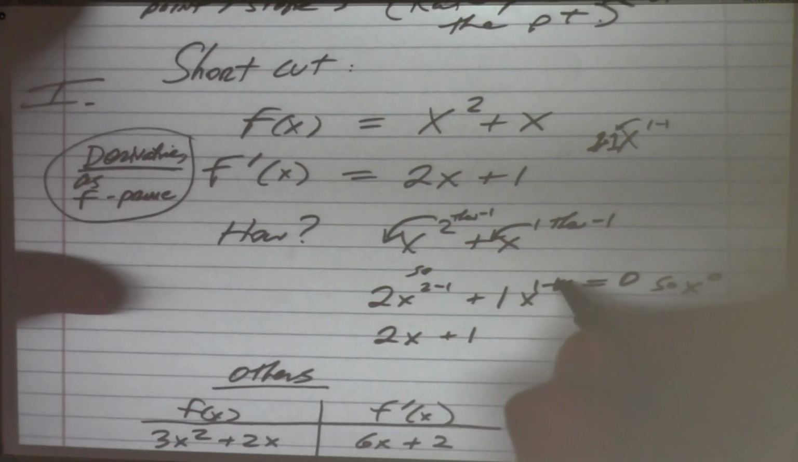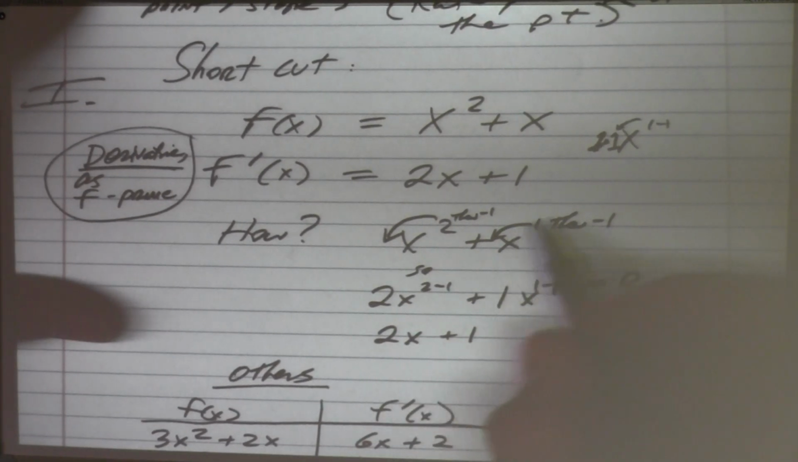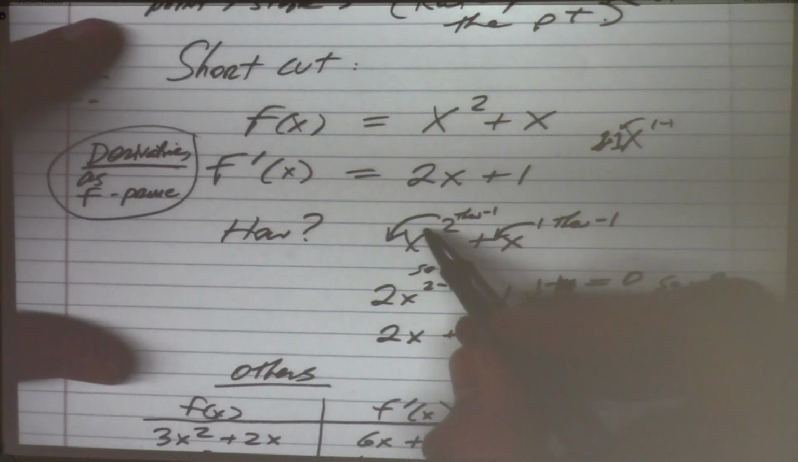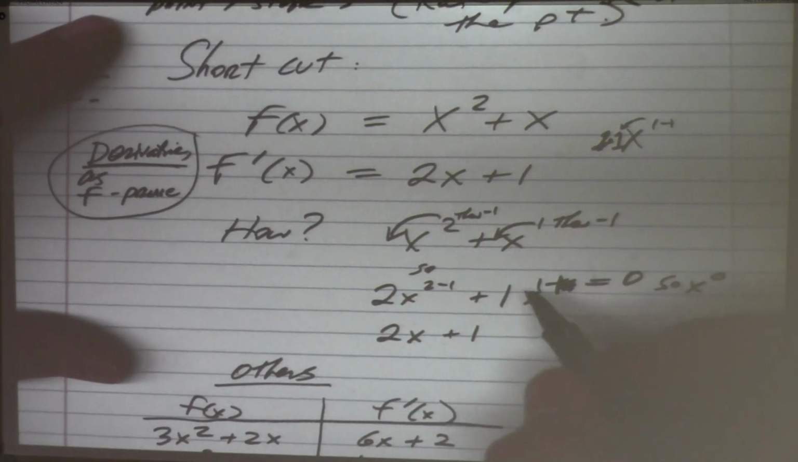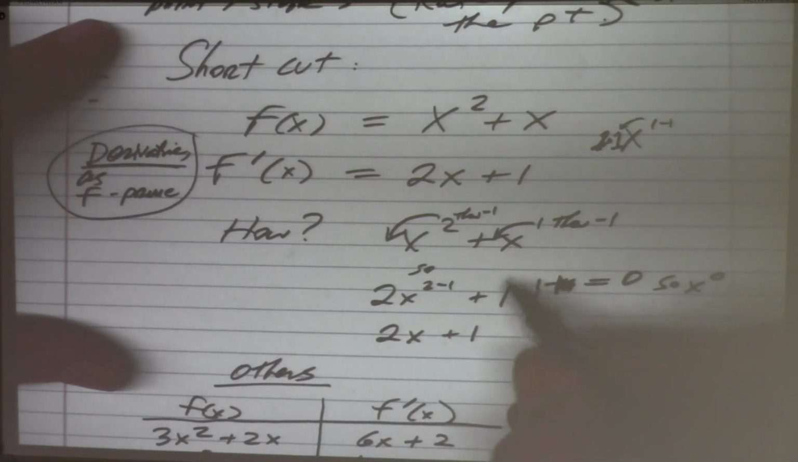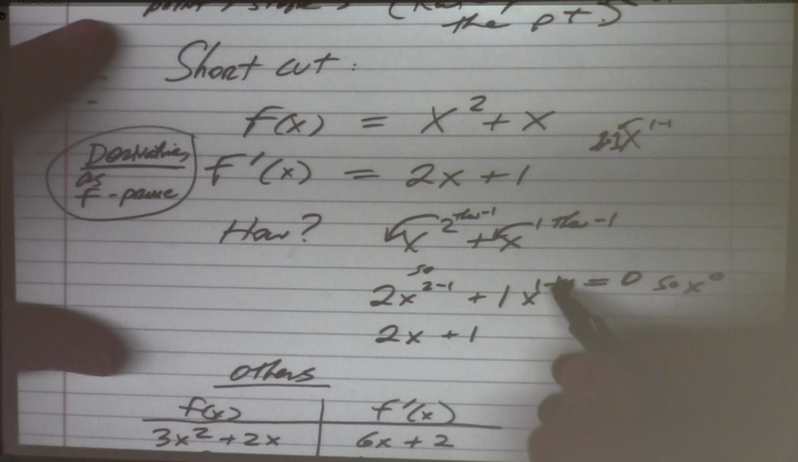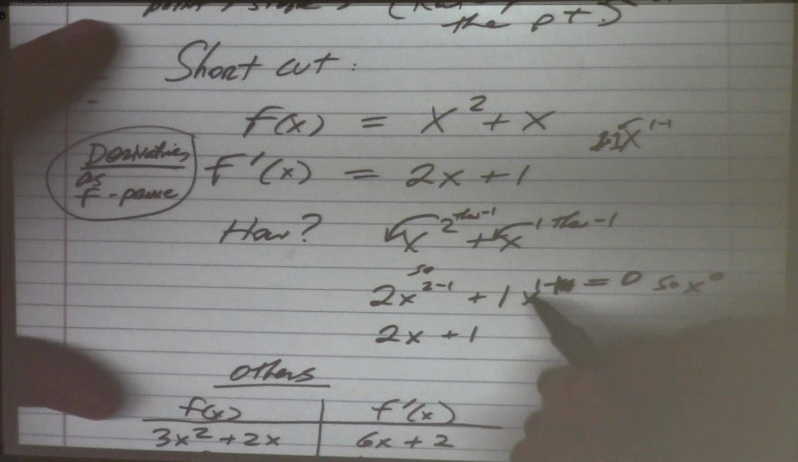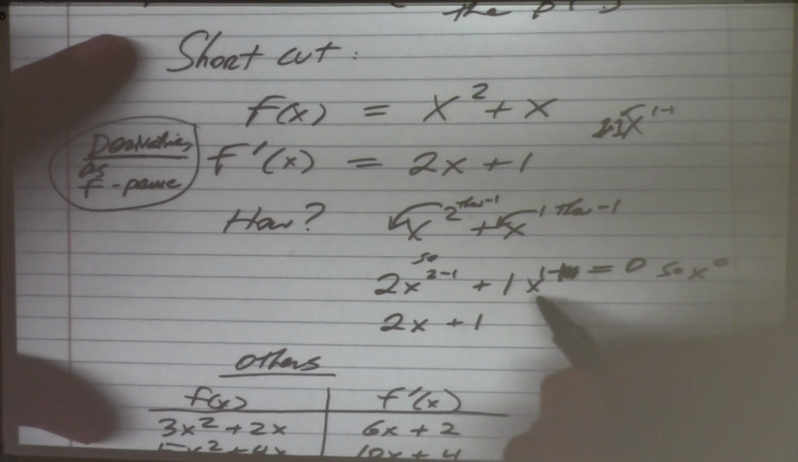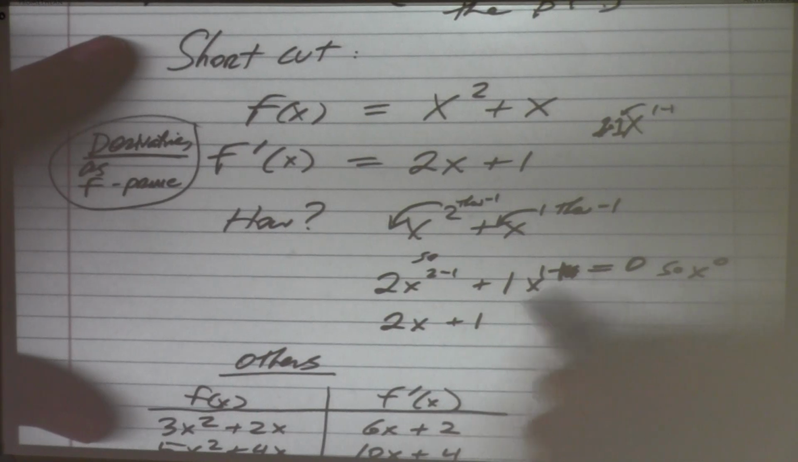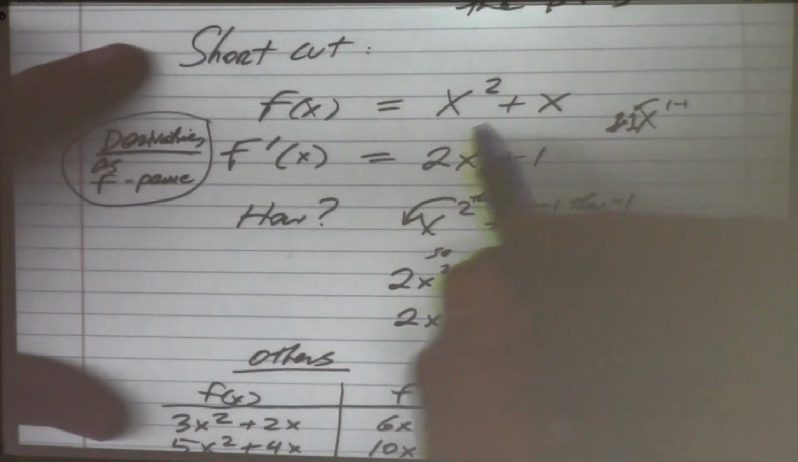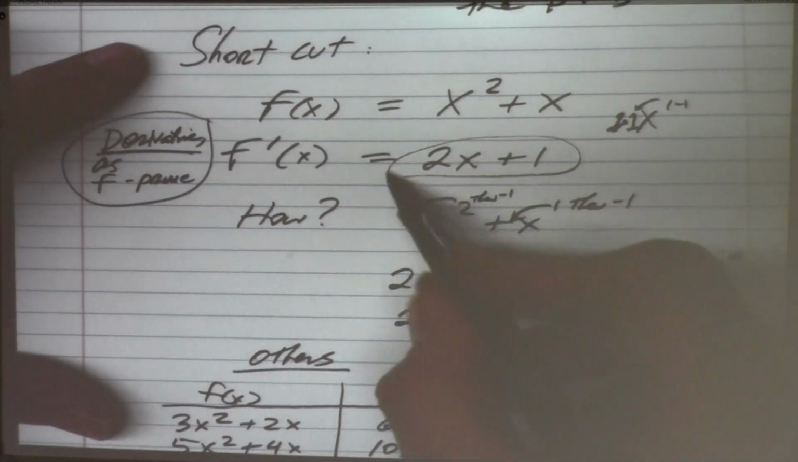And that's what I show here. Minus 1. 1 minus 1 is x to the 0. So that means no matter what, it doesn't matter. This could have been a 53 here. It would have been 1 times 53, but then it would have been x to the 0, and so it's a 1. And so that easily becomes 1 times 1. Okay, 2x plus 1. That's why we get that derivative.